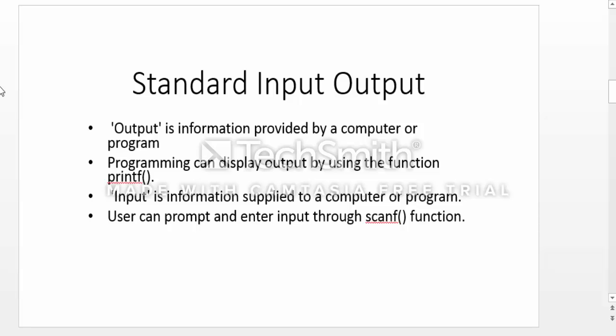Next, we'll be talking about standard input and output. It is actually a way of communicating between a user and a program or computer. Output is information provided by the computer or program, and it is displayed by using the printf function in the program. On the other hand, for a user to prompt an input, the user needs to use the scanf function to supply information to the program or a computer.